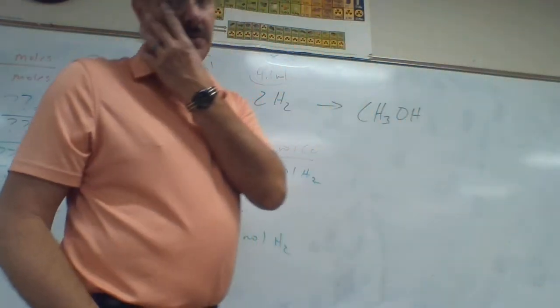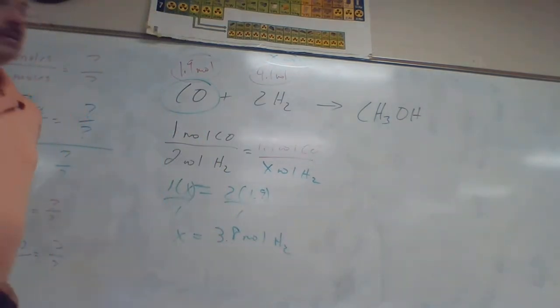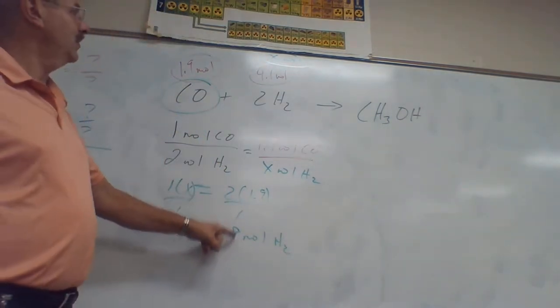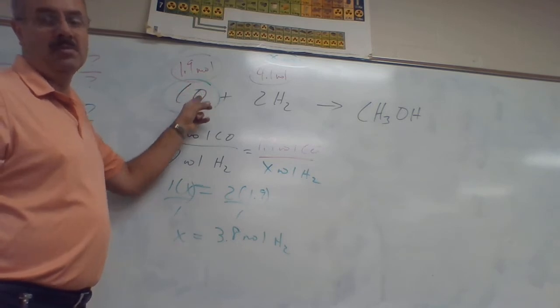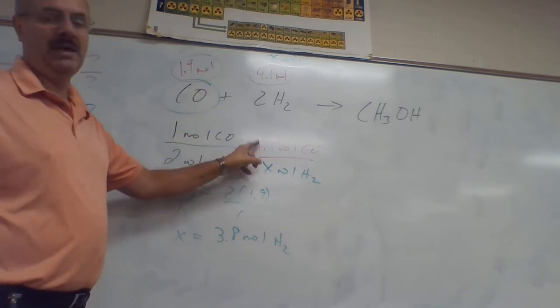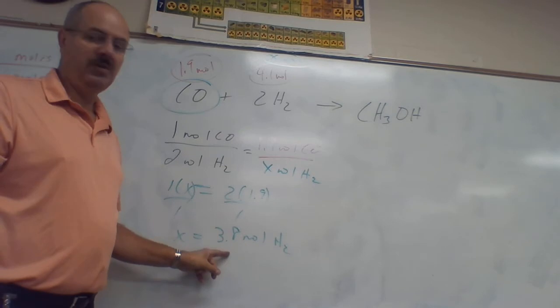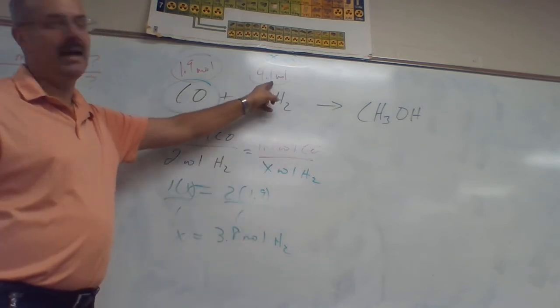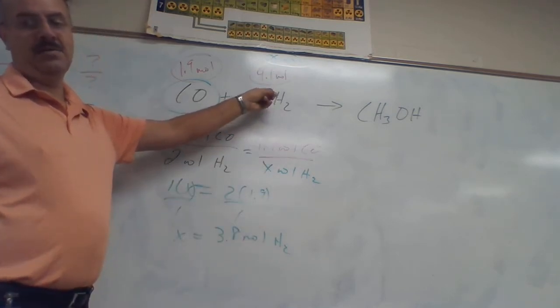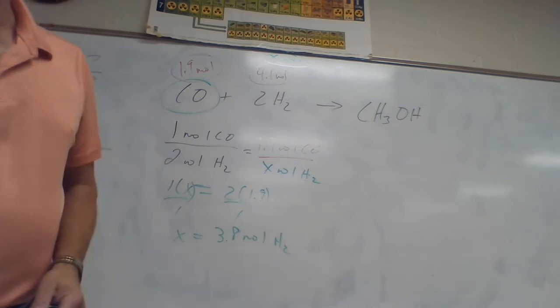All right, we're back with part number 2. We just finished up considering limiting reagents, and we calculated that if I use all 1.9 moles of the CO, I'm going to need 3.8 moles of H2. Do I have 3.8? Yep, I got some extra. I got 4.1.